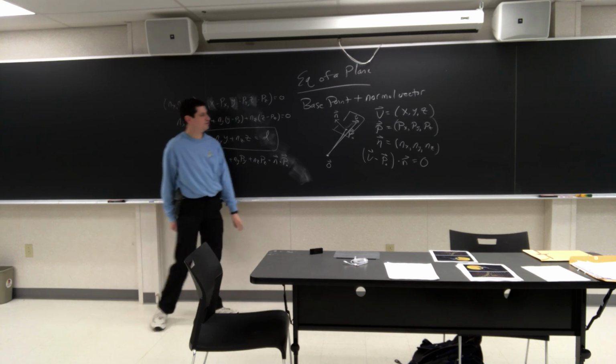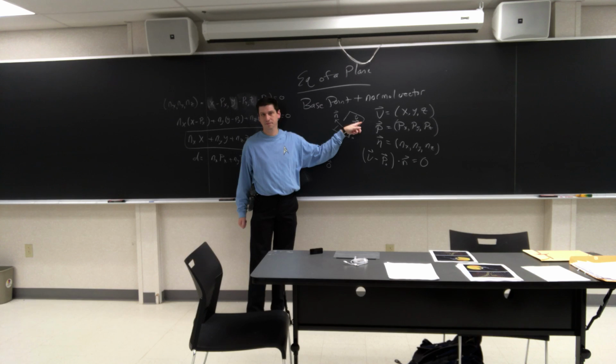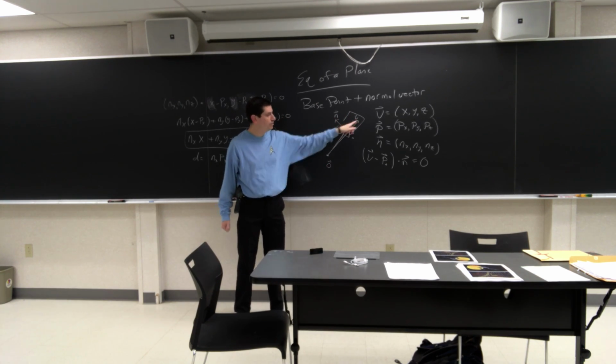So the difficulty you have to remember is you want to look at the distance from p naught to your point in space. That vector is what's supposed to be perpendicular to the normal, not the vector from the origin to your point.